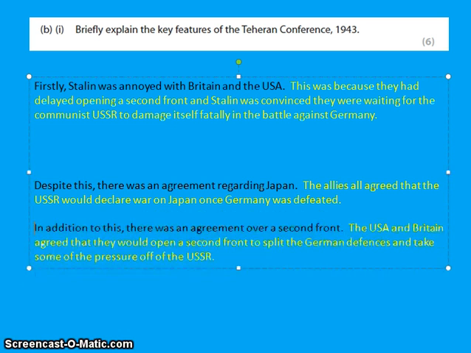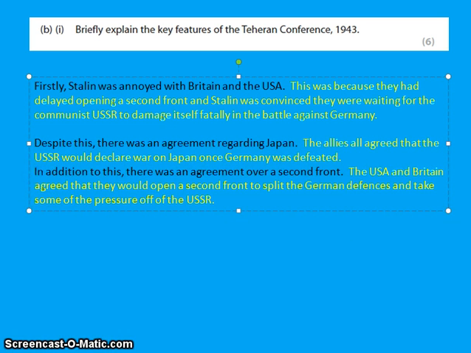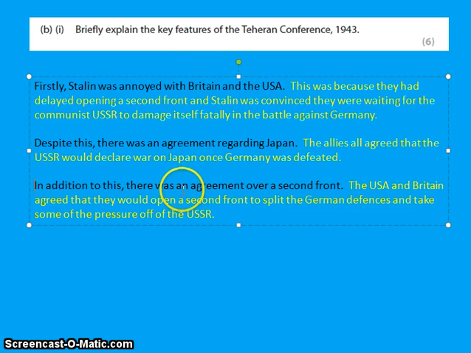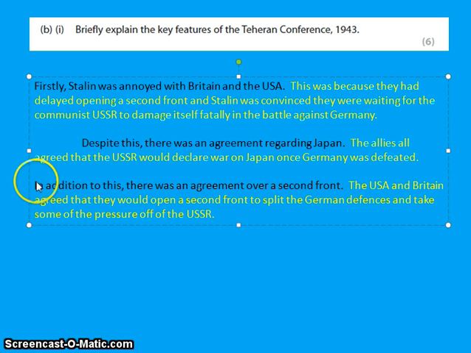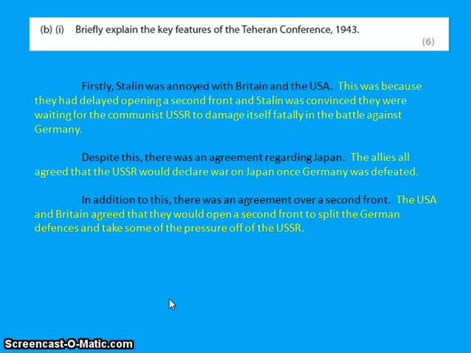So just to bring it all together, we've got our 3 points there in black about things that were agreed on or disagreed on at Tehran, and we've supported each point with a little bit of factual information. It's always good practice in the exam to separate your points with either a line in between or even an indentation would be okay, just to show the examiner that you are clear about where your points are and that you're able to actually categorise the information that you've got on that particular event.